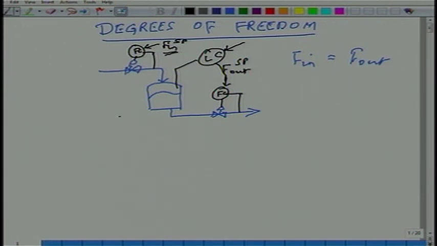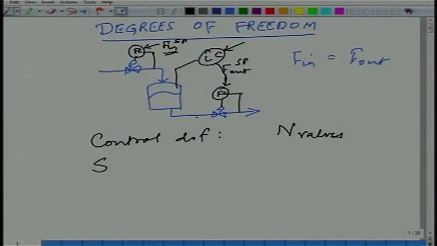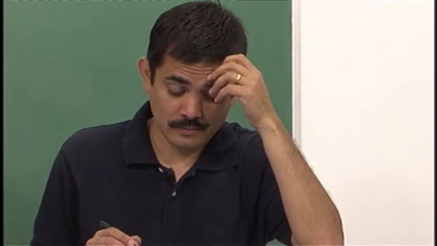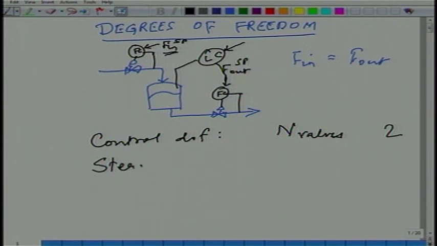So now we come to what's called control degrees of freedom. What is control degrees of freedom? Control degrees of freedom is the number of independent valves. How many valves are there in the process that can be adjusted? So what is the control degrees of freedom for this process? 2. For this simple example, it's 2. What should I call it? Steady state degree of freedom, steady state operating degree of freedom.